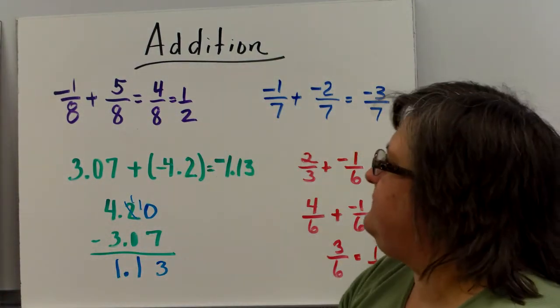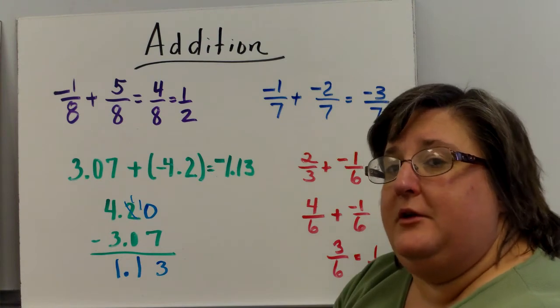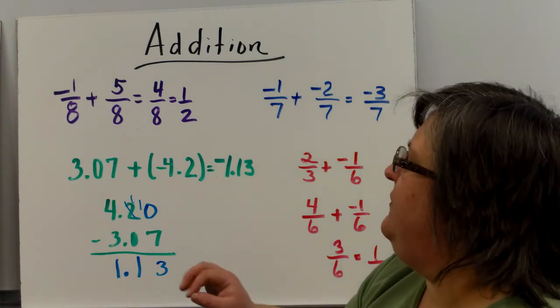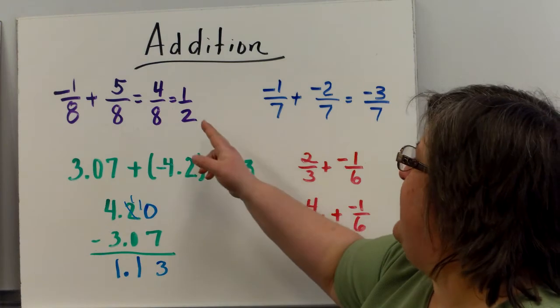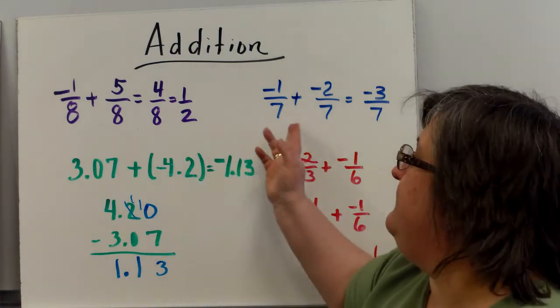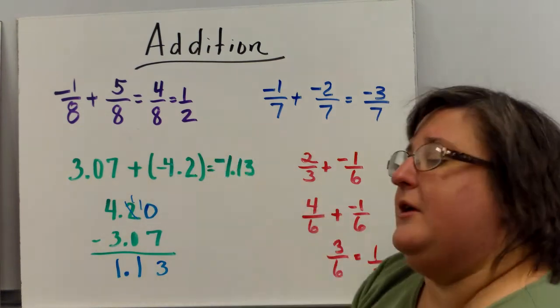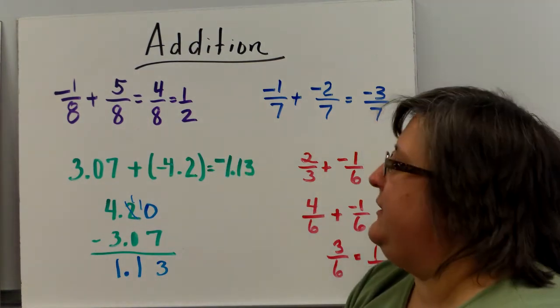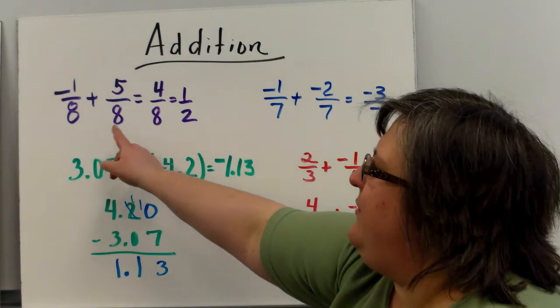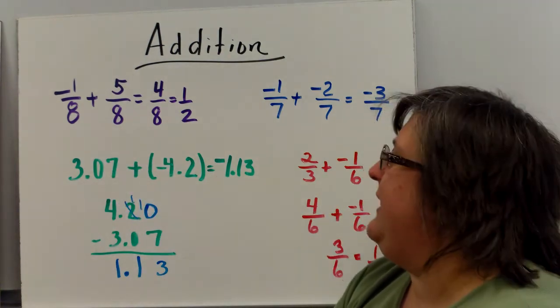Let's talk about addition. With addition, you have to be a little more on your toes, because if you're dealing with fractions, you have to make sure that they have a common denominator. These first two examples I pulled out have a common denominator, so they ease us into it a little bit more, with a -1/8 and a +5/8.